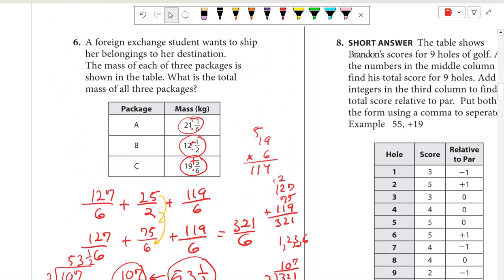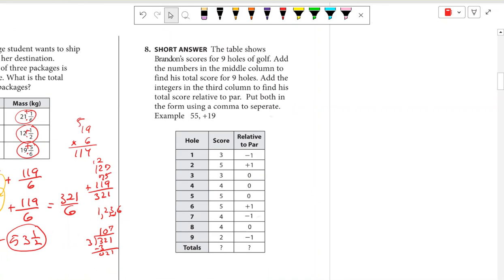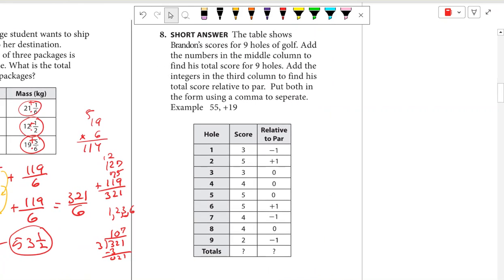Moving to number 8. Are you a golfer? If you are, I bet you understand how this problem works. If you aren't, here's how it works. The table shows Brandon's scores for 9 holes of golf. Add the numbers in the middle column. Here's the middle one. To find his total score for 9 holes. Add the integers in the third column. This is the third column. To find his total score relative to par.